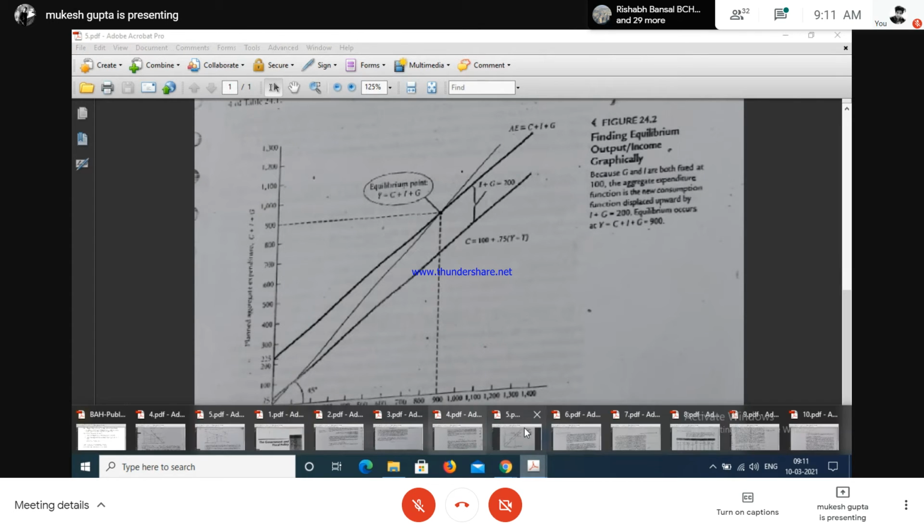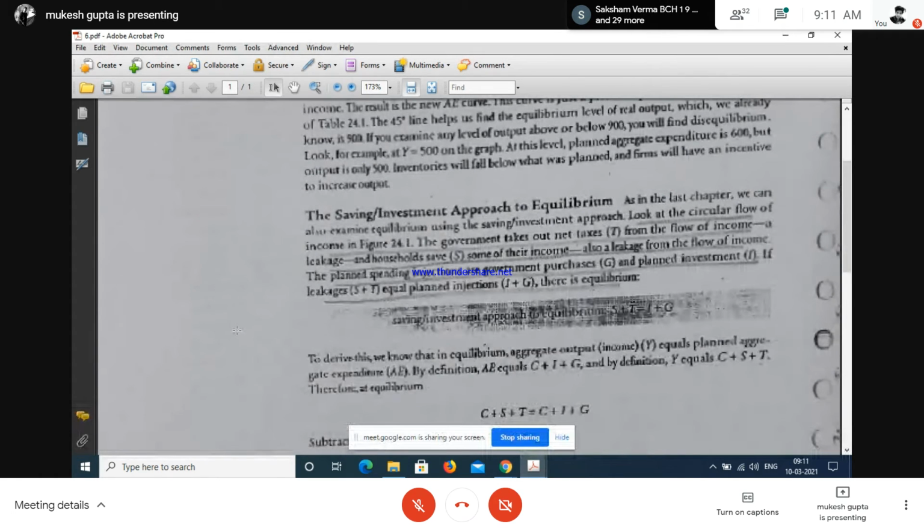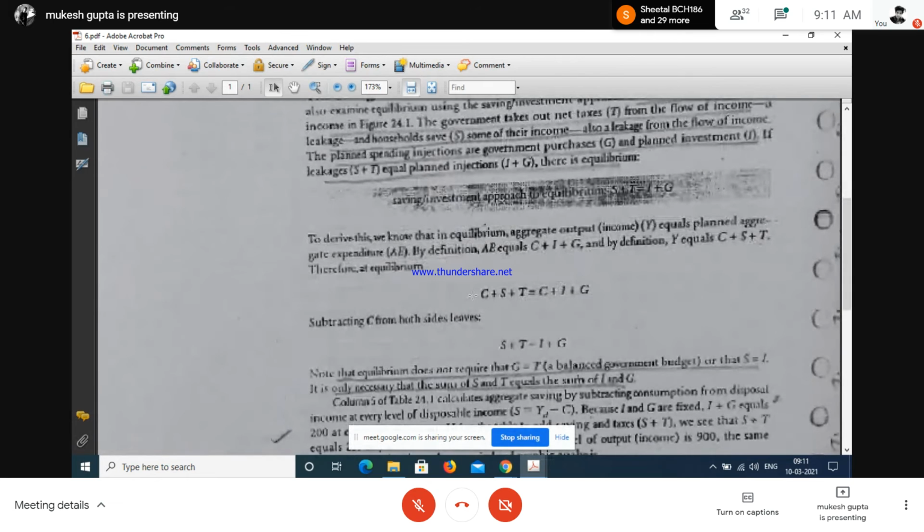Now we can also find the equilibrium, see, that is the income-aggregate expenditure approach. Through the saving-investment approach, we can also find the equilibrium. What will happen is that Y becomes equal to C plus I plus G, that is the aggregate expenditure. And Y is the sum of C plus S plus T. So C plus S plus T becomes equal to C plus I plus G. So C will be cancelled. Ultimately, the sum of saving and net tax becomes equal to investment and government expenditure. That is again the equilibrium case.